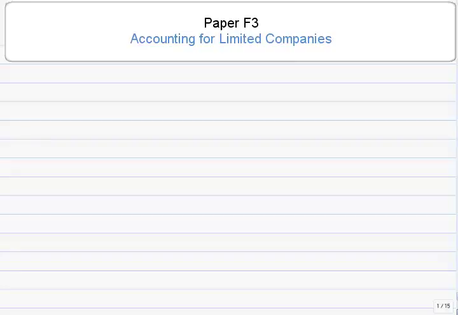Well, accounting for limited companies, as far as the recording's concerned, all the recording's exactly the same. The debits and credits are exactly as before. All that really changes is the terminology and slightly the layout of the financial statements.